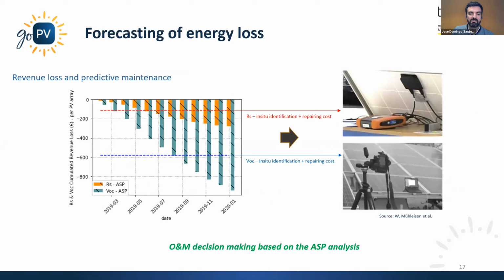So by means of an euros per megawatt hour factor, the associated revenue loss can be calculated for each failure mode. And this information, combined with the cost of identification and repairing of each failure mode, gives us the possibility of optimizing the time when the corrective action should be carried out.